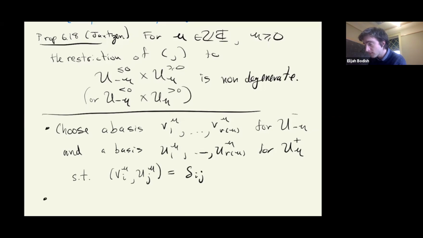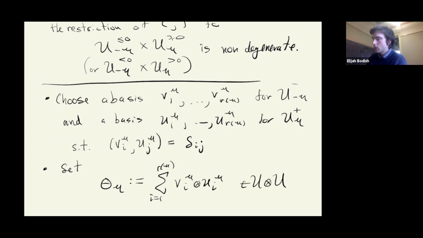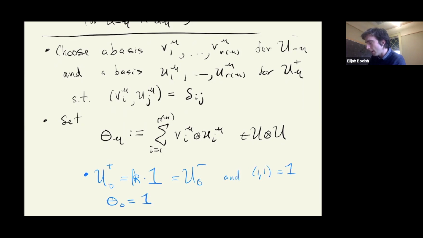And then we set theta mu. So this is just one component, one summand of our element that we're going to eventually define as theta. And this is just equal to the sum over dual basis elements, i equals 1 to R of mu, v_i mu tensor u_i mu. This is an element of U tensor U. So some comments on these elements theta mu. Well, if I look at U plus or U greater than 0 in the 0 weight space, this is just spanned by the identity. And that's also equal to U minus in the 0. And since the pairing of 1 and 1 is 1, this tells me that theta 0 is 1 tensor 1 in U tensor U.